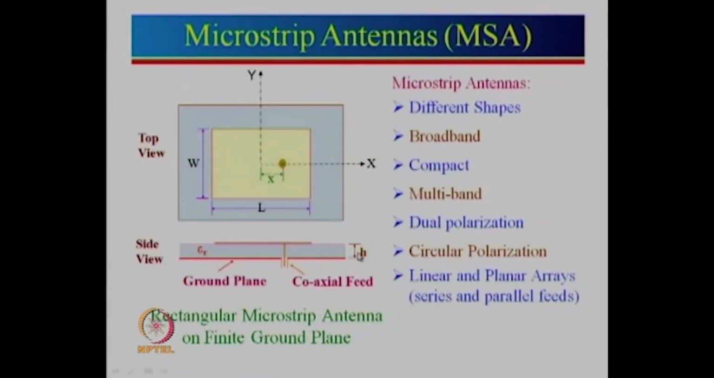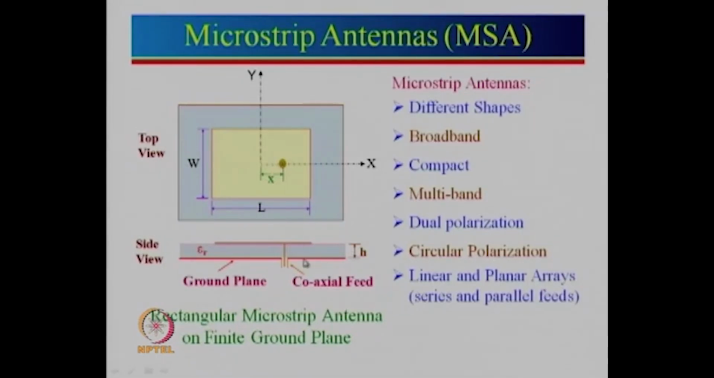Just like you are familiar with printed circuit boards, PCBs, it is there inside your mobile phone, inside any of your electronic gadgets, you will see a PCB. If you have designed microcontrollers, you know that there are multiple lines going parallel to each other or perpendicular to each other, whereas a microstrip antenna is much simpler.